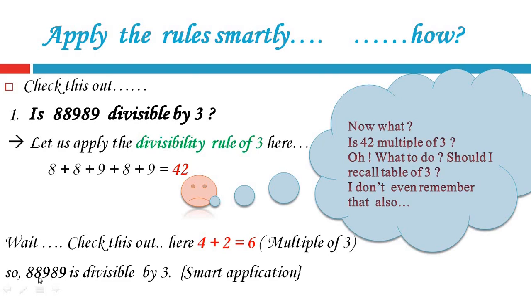Hence the number 88,989 will also be divisible by 3. Isn't this the smart application of the rules that you have learnt? Don't get stuck. You have to think smartly.